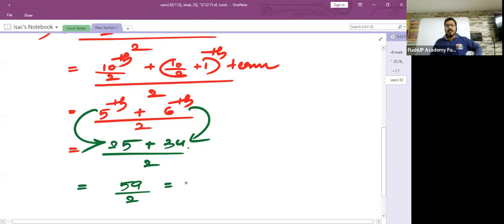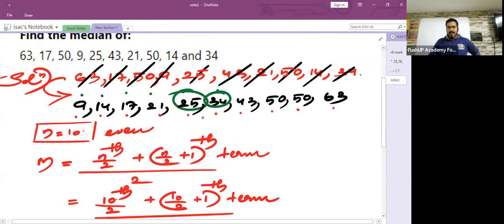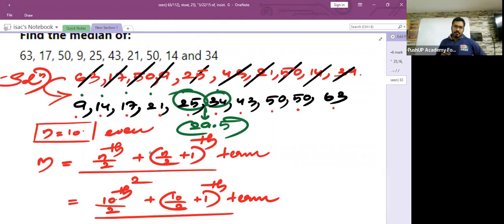It is 29.5. Exactly, 29.5. So children, the value which comes in the central position of the given arrayed data is 29.5.